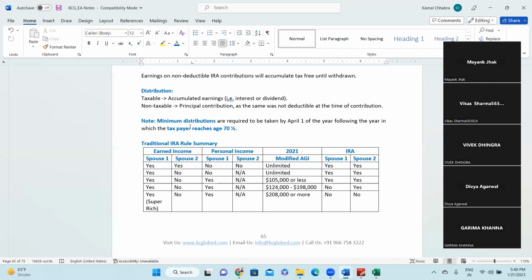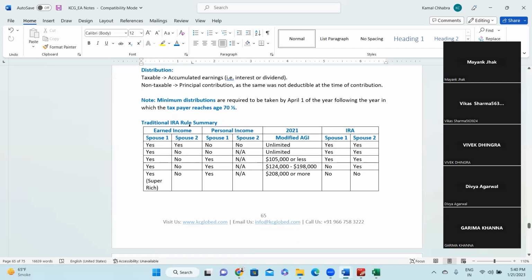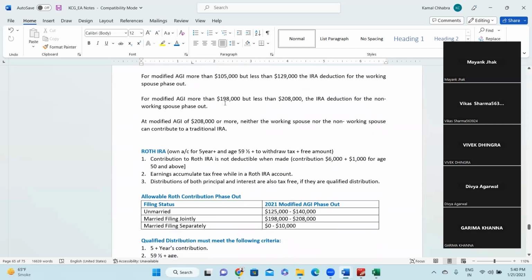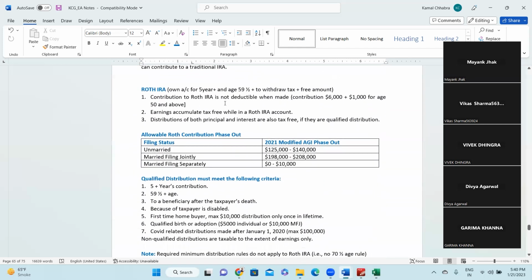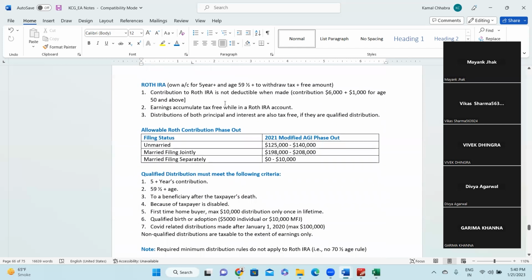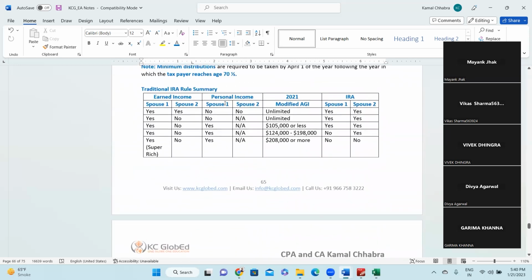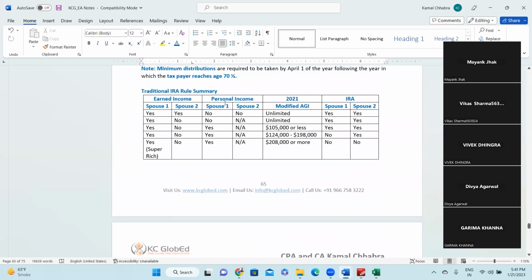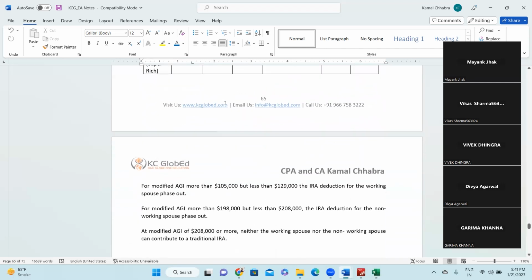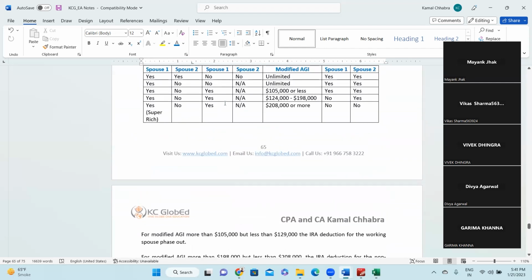So we'll be discussing certain rules. So just skip this table. We'll be discussing this table tomorrow. So this small part we'll be discussing tomorrow. I still need to do some work on this one. So I'll get back to you on this part tomorrow.